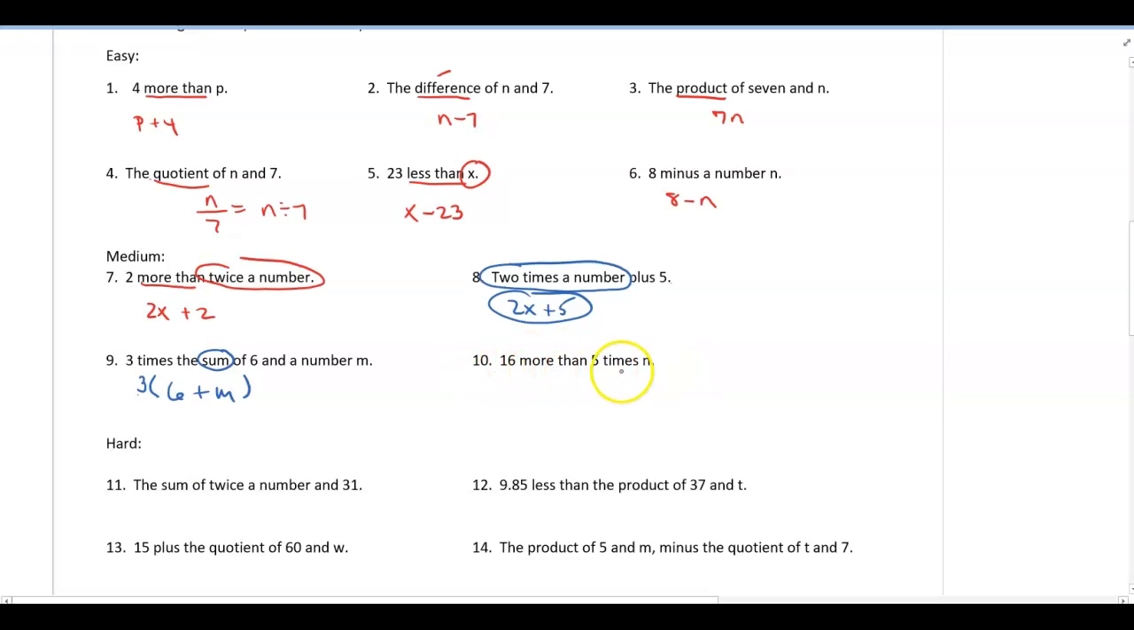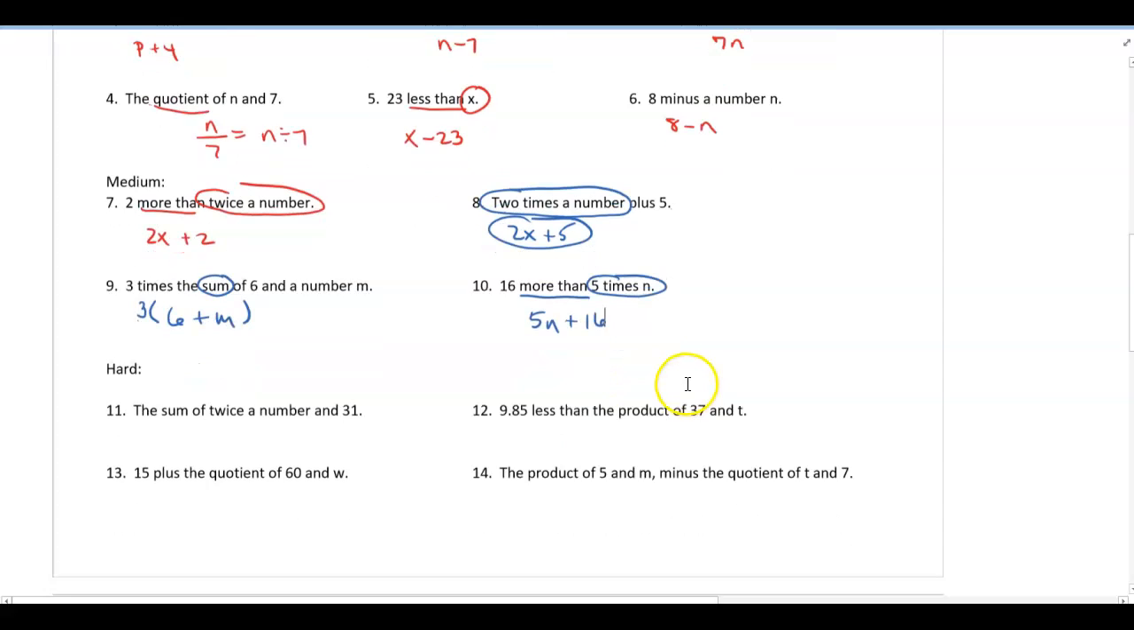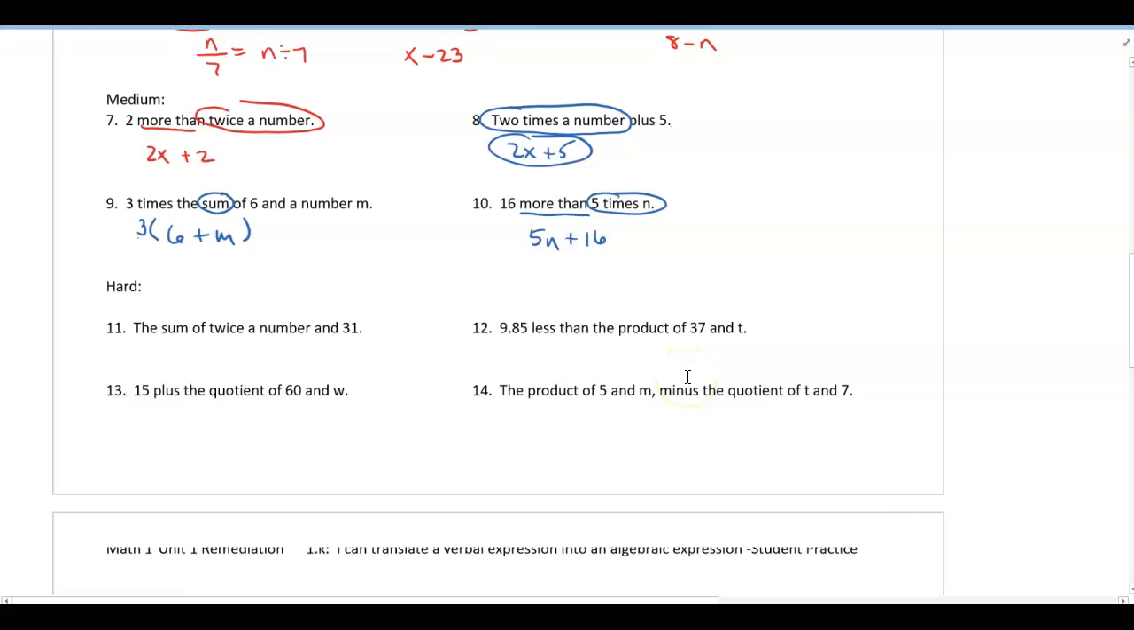Number 10, 16 more than 5 times n. What am I starting with, right? I have to be more than something. So 5 times n is what I'm starting with. So 5n, and if I'm 16 more than that, I'm going to add the 16. Okay? Now we're getting to the hard ones, okay? This is where we want to break it down and really know the vocabulary inside and out.